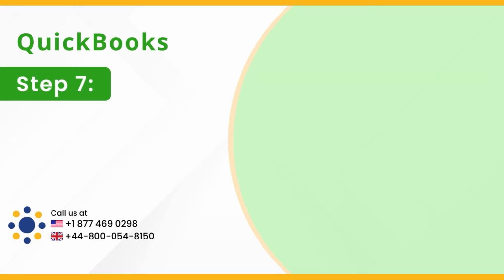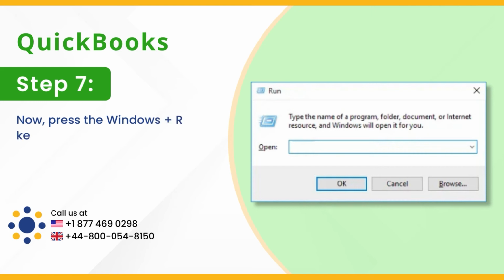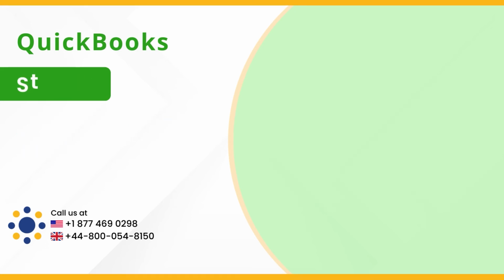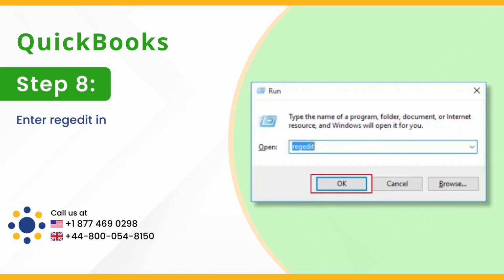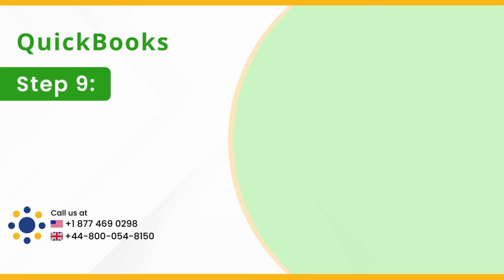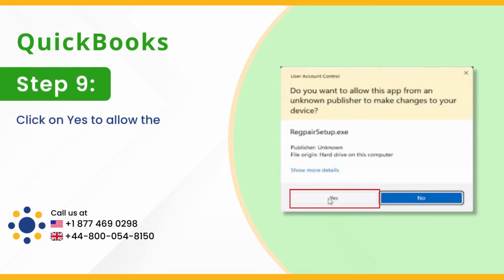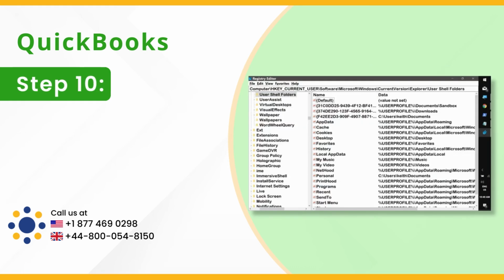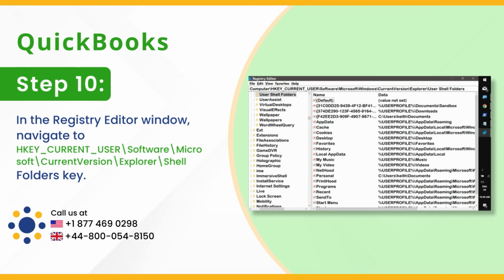Step 7. Now, press the Windows plus R keys together to open the Run dialog box. Step 8. Enter Regedit in the open field and press OK. Step 9. Click on Yes to allow the app to make changes. Step 10. In the Registry Editor window, navigate to the Folders key.